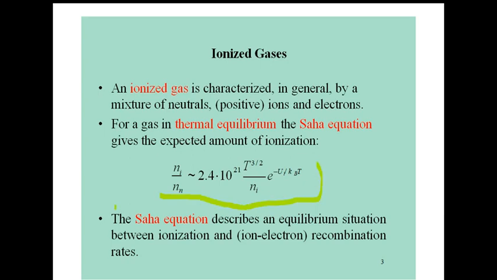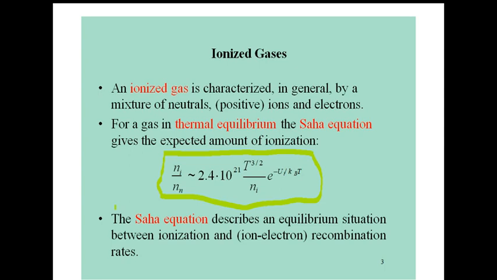This expression has its own importance, where you can see Ni/Nn is nearly equal to 2.4 × 10^21 T^(3/2) / Ni e^(-Ui/kBT), where Ui is the ionization energy of the gas, and T is the absolute temperature of the gas in Kelvin. Ni, Nn and Ni I will talk about in my next lecture, next slide.